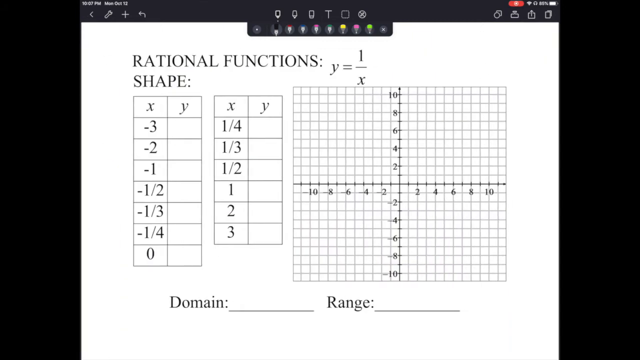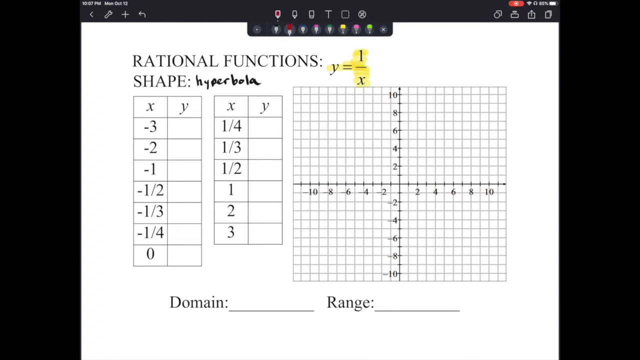All right, the next function is the rational function. Okay, so what rational functions tend to look like is what we call a hyperbola. So what does it look like? Okay, so we have y is equal to 1 over x as the parent graph.